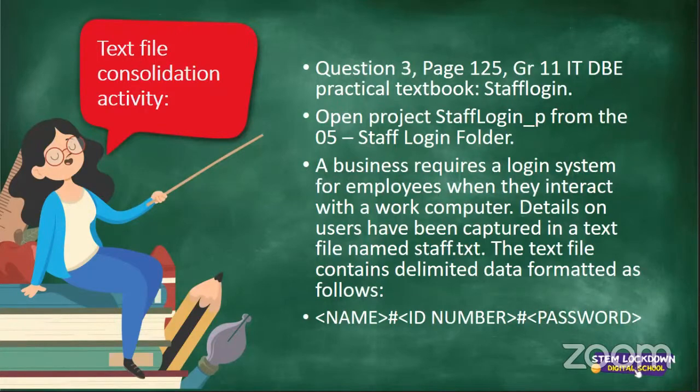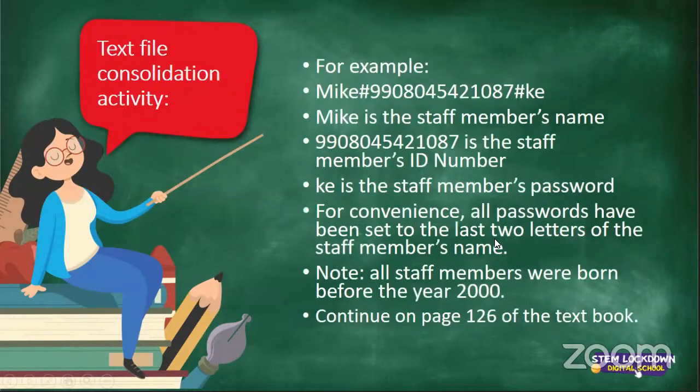So it's got name, hash, ID number, hash, and password. Please remember that it won't necessarily always be a hash. Now, we've dealt with commas, I think. We've done hashes, we've done spaces, but it can be anything. It could be a tilde, it could be percentage signs, it could be anything. Okay. Now, so there's an example.